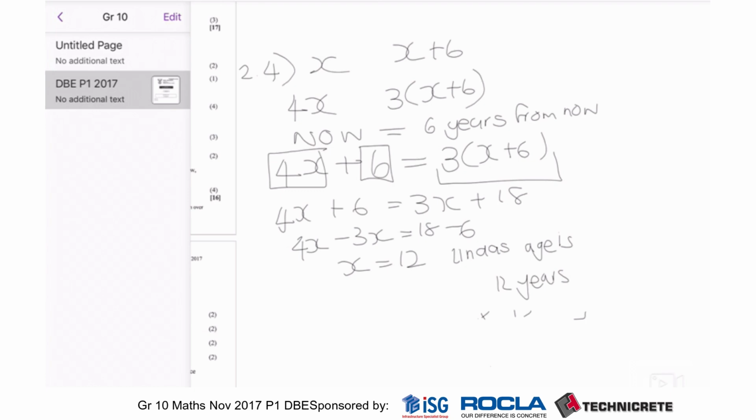In 6 years, Linda is going to be x plus 6. Her age is x, and in 6 years we add 6 to that. They say that at that time, her father will be 3 times her age, which is 3 times (x plus 6). Therefore, his age in the future, which is 3 times Linda's age, is the same as his current age, which is 4x plus 6 years. And that's how we create an equation to solve for x. Okay.